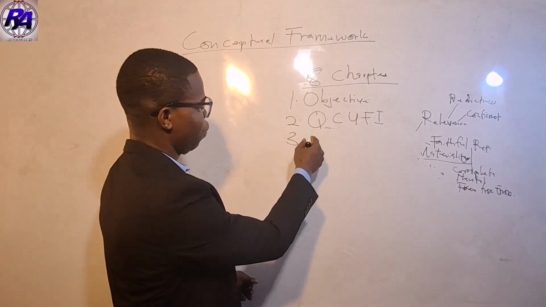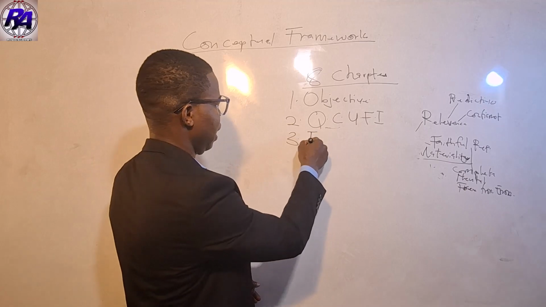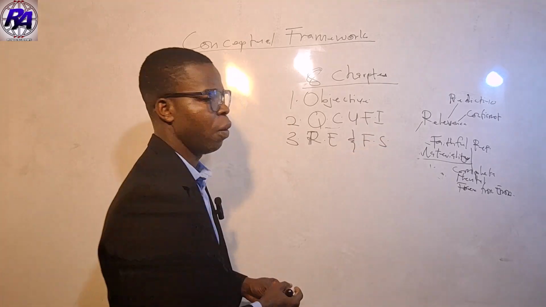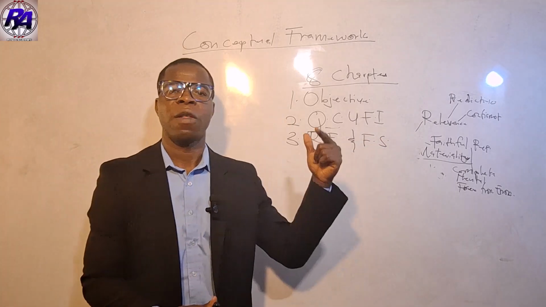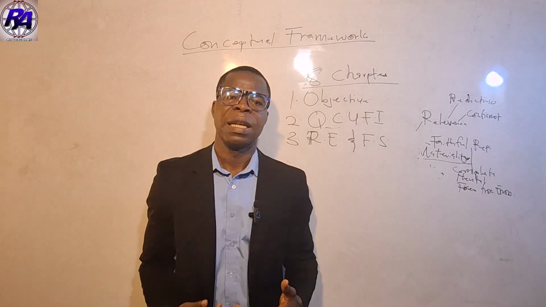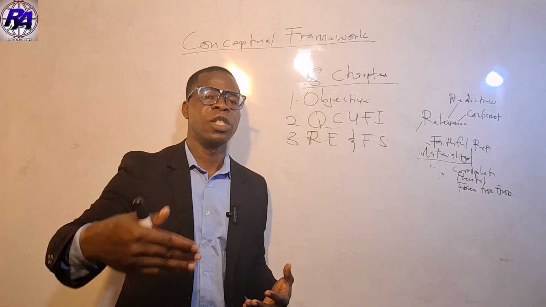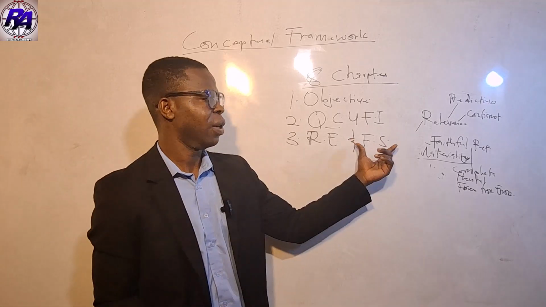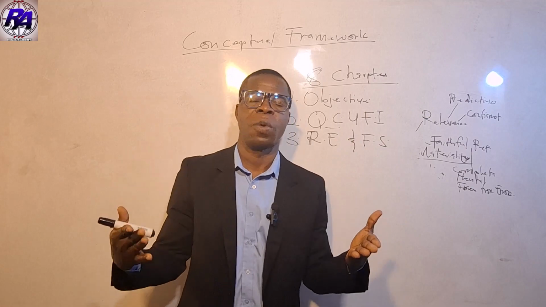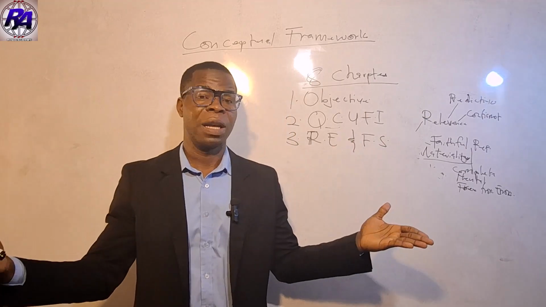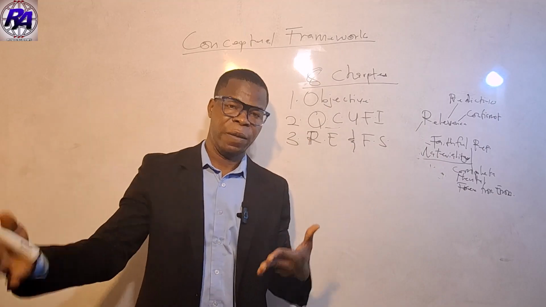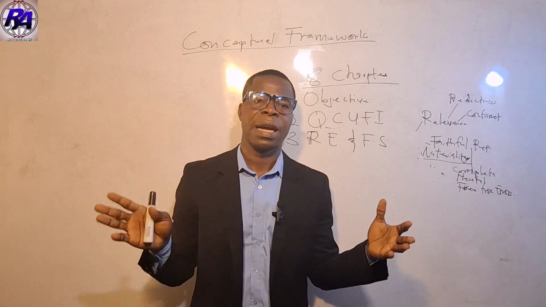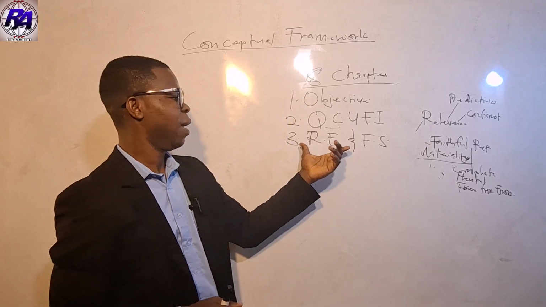Okay, so we can move to the third chapter. The third chapter has to do with the reporting entity and the financial statement. The reporting entity is any entity that is preparing or is required to prepare financial statements. It can be an individual or a corporate entity. Then the financial statements an entity is required to prepare are the statement of comprehensive income, statement of changes in equity, statement of financial position, and the statement of cash flow. That has to do with chapter 3.